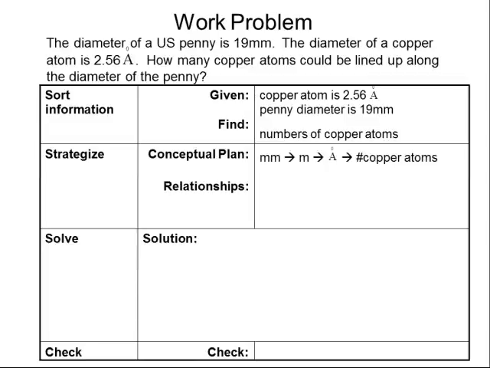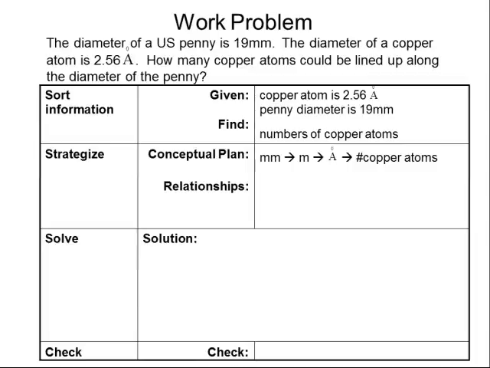So let's come up with a plan. We've got to go from millimeters to meters to angstroms to number of copper atoms. Now, why didn't I just go from millimeters to angstroms? Well, anytime you're doing a unit conversion where you've got a base unit involved, convert things to the base unit. Don't skip that step. It helps you get the correct answer.